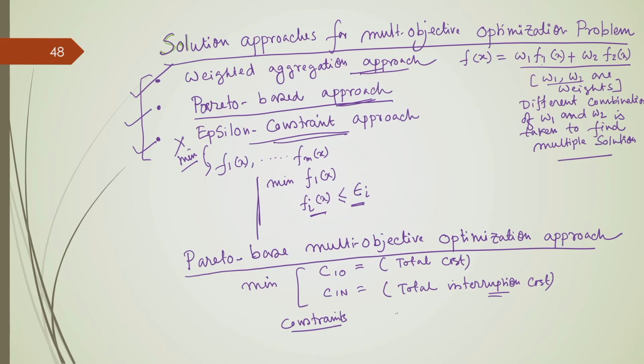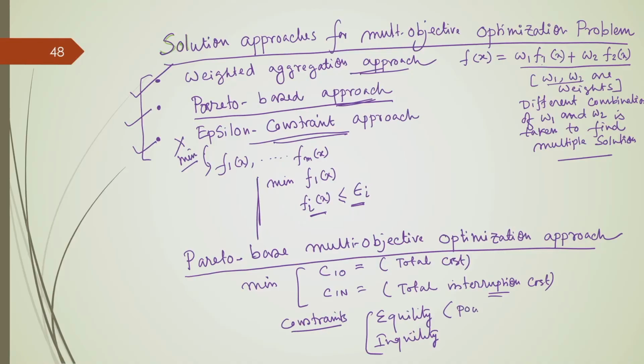We have equality and inequality constraints, which I already discussed in the lecture where I discussed this problem formulation. The equality constraint is to balance the power of all these distribution nodes. So, this is the power balance constraint, and the inequality constraints are the capacity constraints.